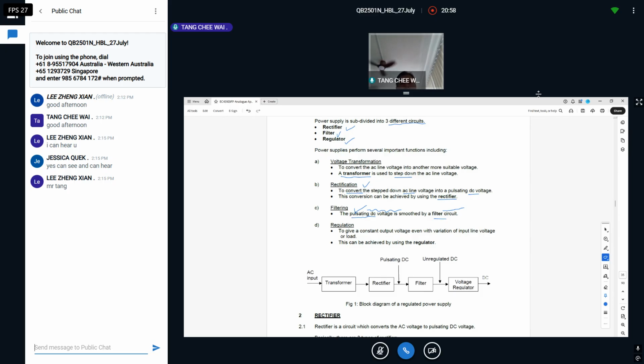And then the third circuit, also very important, is called regulation. Basically, what does it mean? This is to make sure there is a constant output voltage.